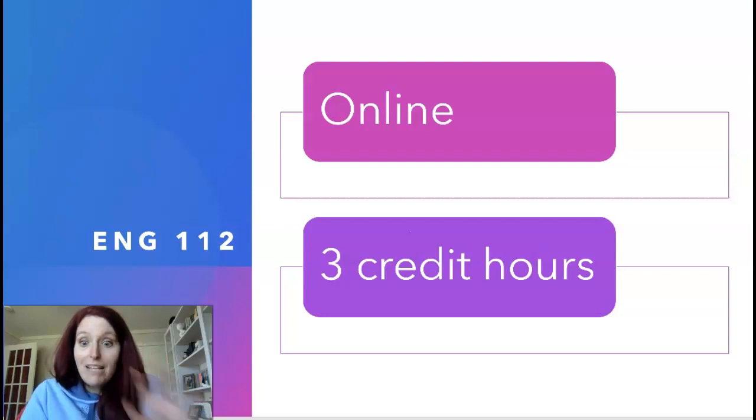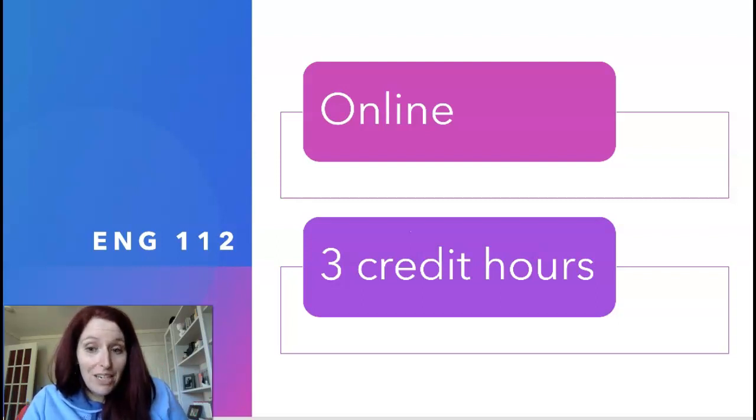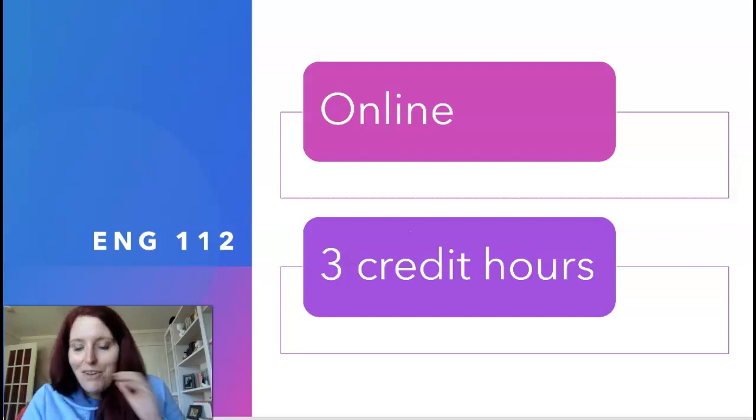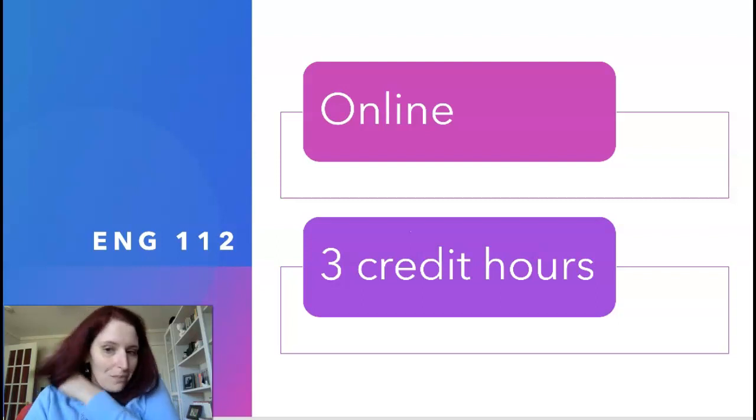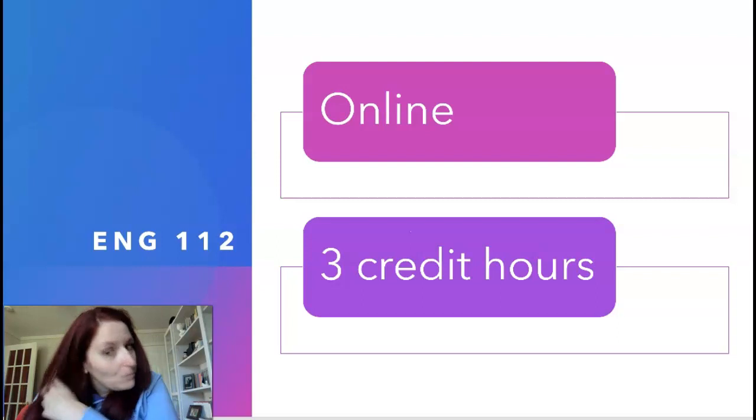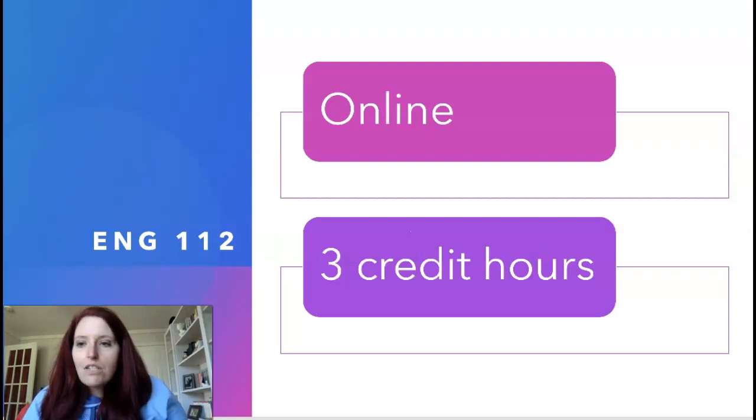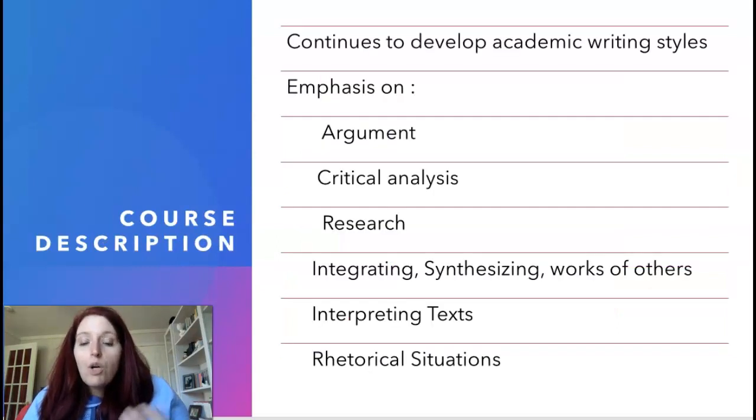But I digress. We're all online, and after successfully completing this class, you will earn 3 credit hours, and you will either be done with all of your English requirements, or you will move on to your 200 level English class. So, a course description.